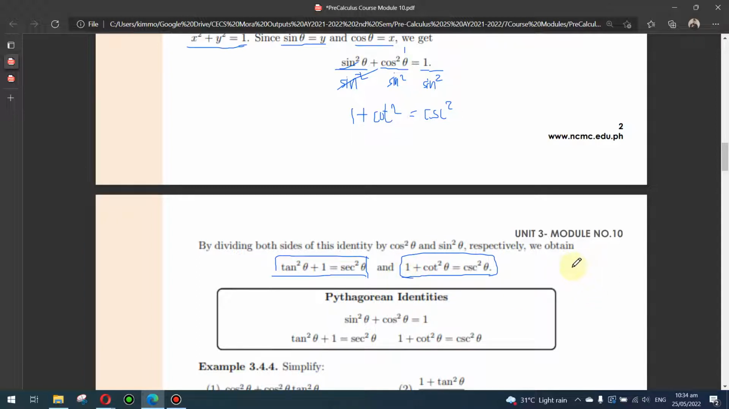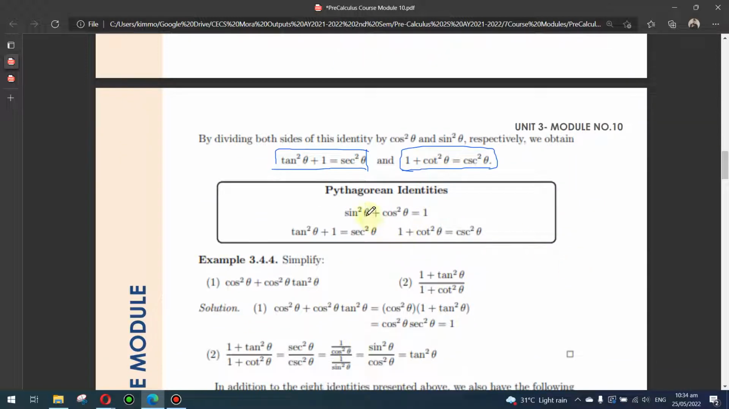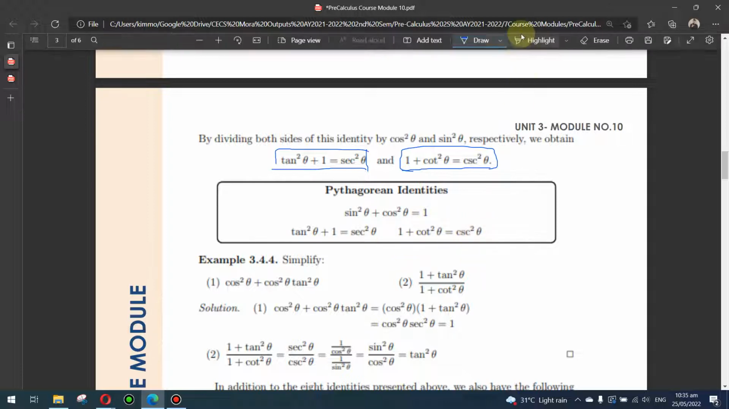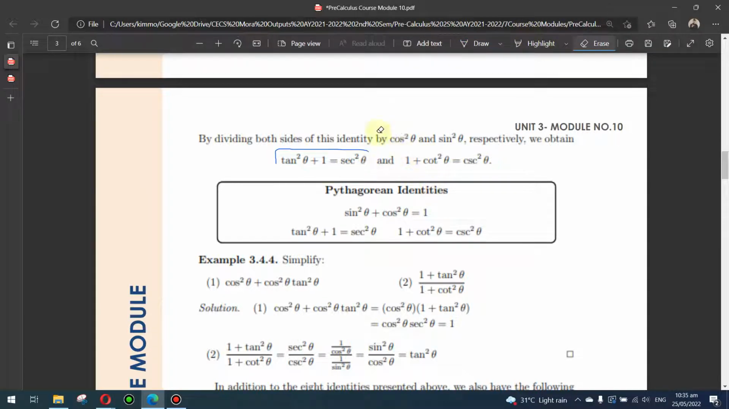So this is what we call the Pythagorean identities. We have sine squared theta plus cosine squared theta is equal to 1. Then, dividing the whole equation by cosine squared, we have tangent squared theta plus 1 is equal to secant squared theta. Then we have 1 plus cotangent squared theta is equal to cosecant squared theta. So how many identities have we learned? We have the reciprocal identity, the quotient identity, and this one, the Pythagorean identity.